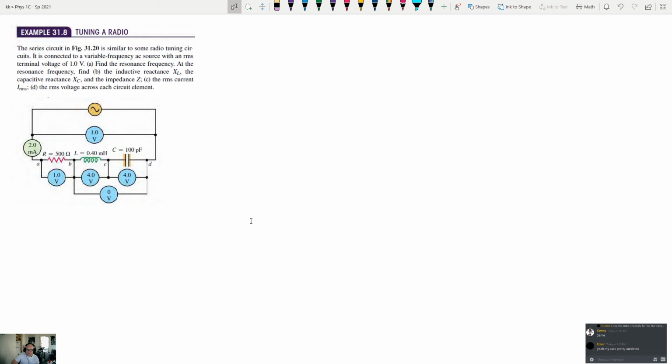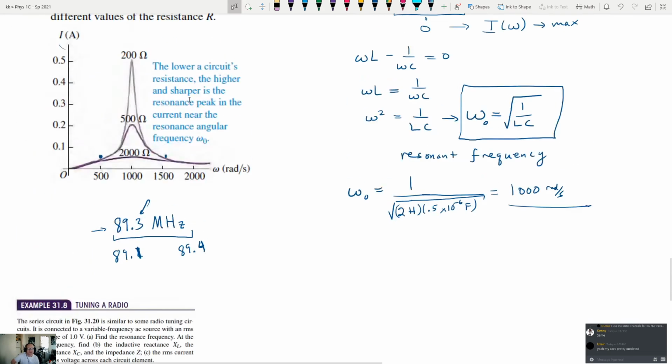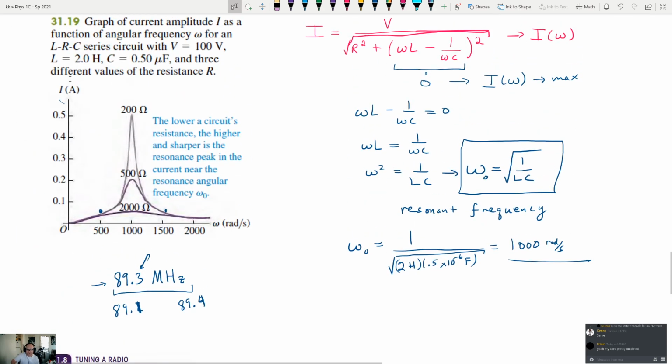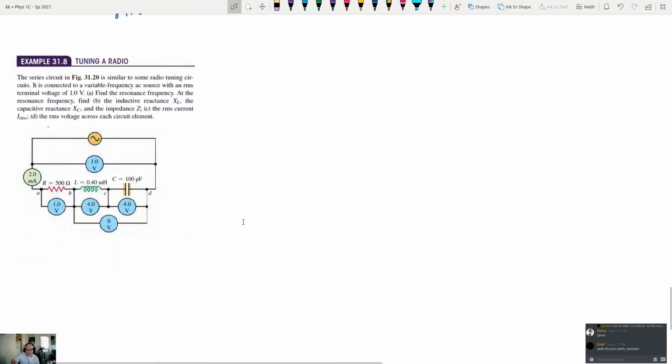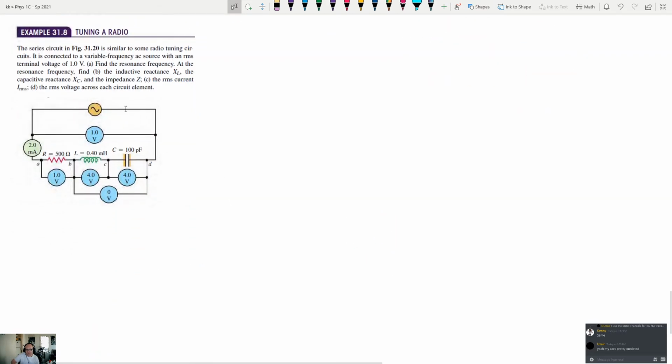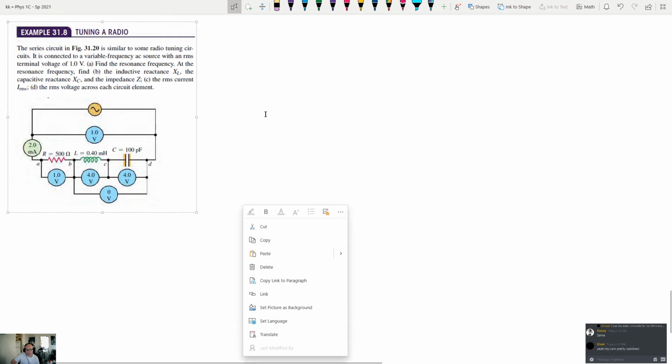Okay, tuning a radio, 31.8. The series circuit in figure 31.20 is similar to some radio tuning circuits. It is connected to a variable frequency AC source. This means that it's a source where you can manipulate the frequency. If we were doing labs in this class, you would have seen these kind of things. In fact, one of the things we would have done in the lab this semester is that we would have actually reproduced this plot. That's a really fun lab. And by fun, I mean it's really tedious, but I like it.